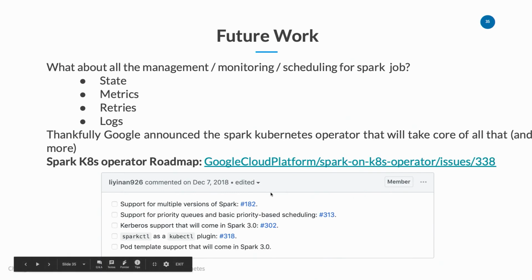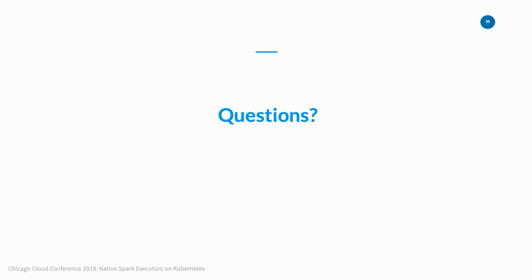And here's pretty much the roadmap of what they are planning to do: support multiple Spark versions, and priority queues for those who come from the Yarn ecosystem. Probably you missed that: Spark CTL as a plugin for kubectl, and it will be supported by Spark 3.0.